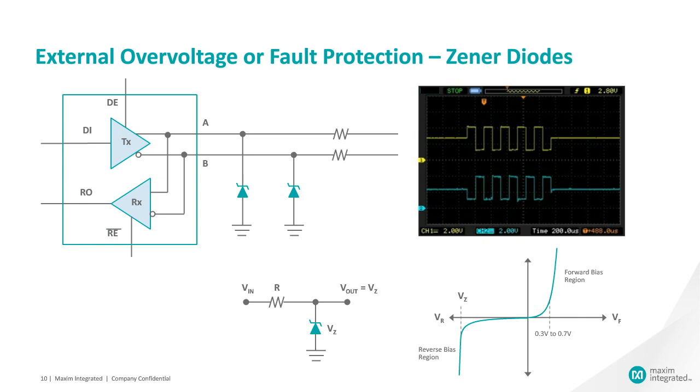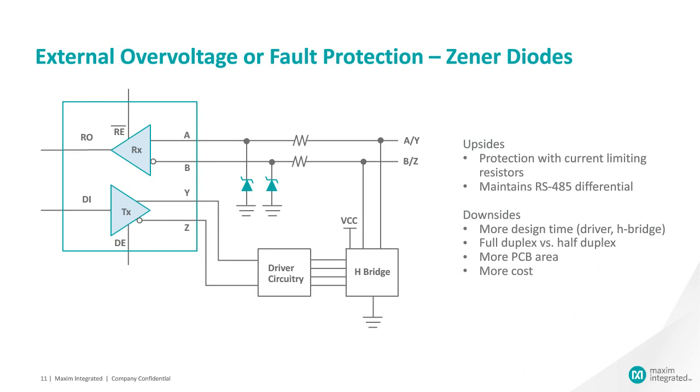And so, as I go to this next slide, you would arrange something like this, which is, as you can see, quite elaborate. Here is a full duplex RS-485 transceiver. On the driver side, you would have to generate a driver logic circuit that would go into an H-bridge. What that would do is ensure that your differential signal is going to be above 0 volts, so that the Zener diodes are not going to be clipping your signal.